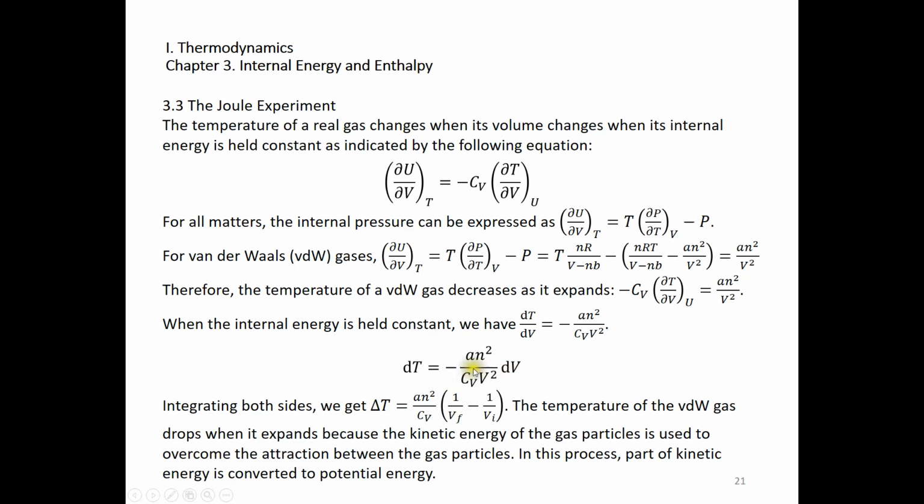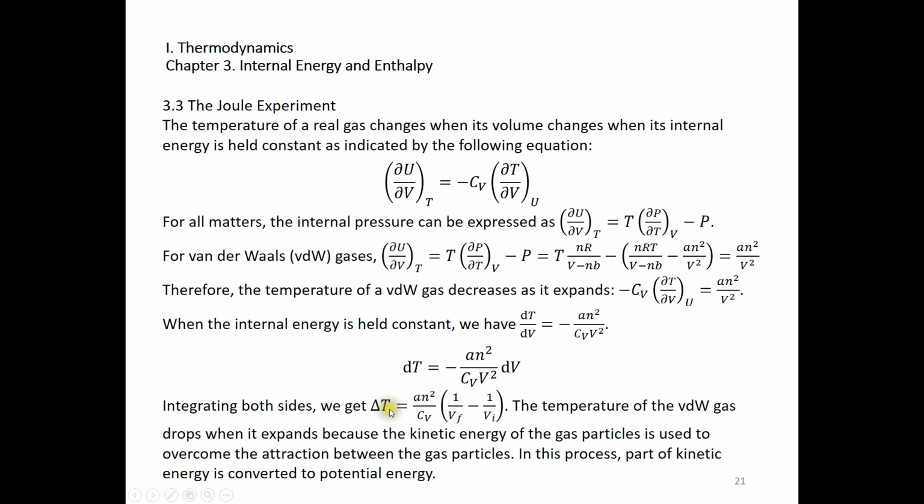The integral of 1 over V squared dV is just 1 over V, and therefore we have this expression in the end. For a van der Waals gas, the temperature change depends on the volume change. It's a n squared over C_V times the reciprocal of final volume minus the reciprocal of initial volume. What does this mean? Well, a couple of things. This term depends on a. So if you have a larger attraction, you'll have a larger delta T. Smaller a, smaller delta T. For an ideal gas, a is 0 and delta T is 0.